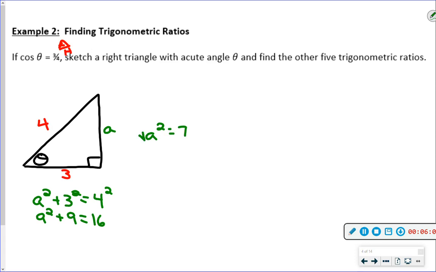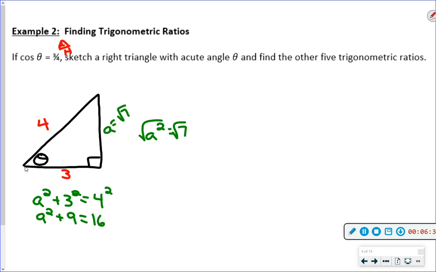And I'm going to root it. Now, think about our final exam. Technically, you have how many answers? 2, plus or minus square root of 7. However, I'm only using which one of those? The positive, because we're talking about the side length of a triangle. Okay, so, still going. All we've done is get the third side.